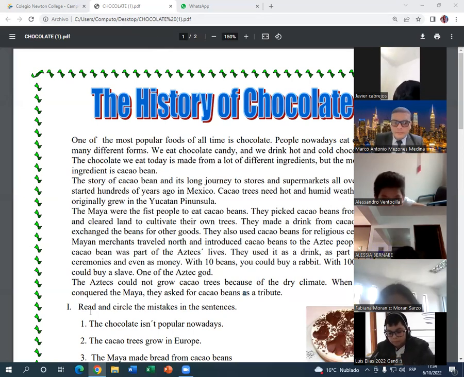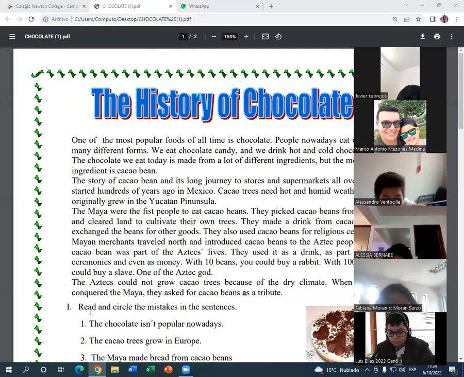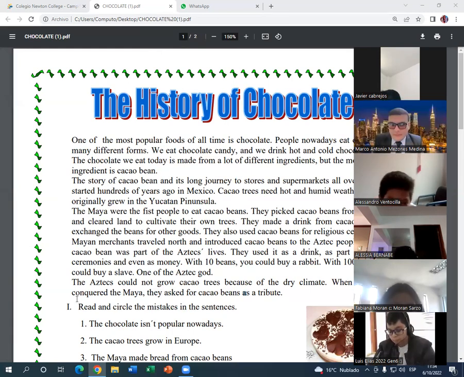People nowadays eat chocolate in many different forms. We eat chocolate candy, and we drink hot and cold chocolate drinks. The chocolate we eat today is made from a lot of different ingredients, but the most important ingredient is cacao bean. The history of cacao bean and its long journey to stores and supermarkets all over the world started hundreds of years ago in Mexico.